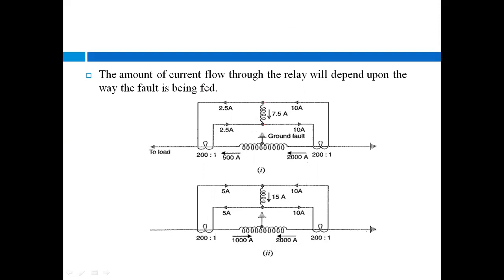Now tell me, the current flowing through this restraining coil is equal to 7.5 ampere. Then can I say the fault has occurred? Yes. Can we say that a fault has occurred if there is some difference between the two currents? Yes.